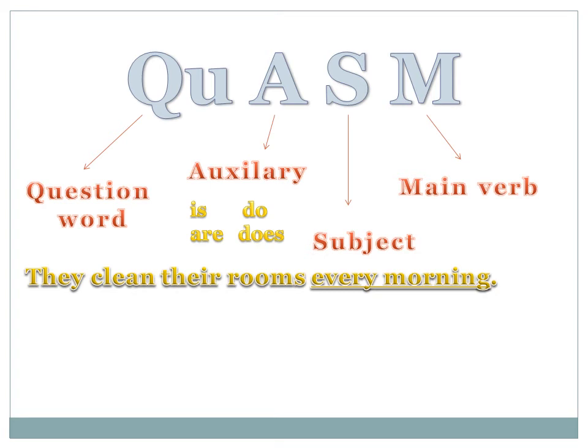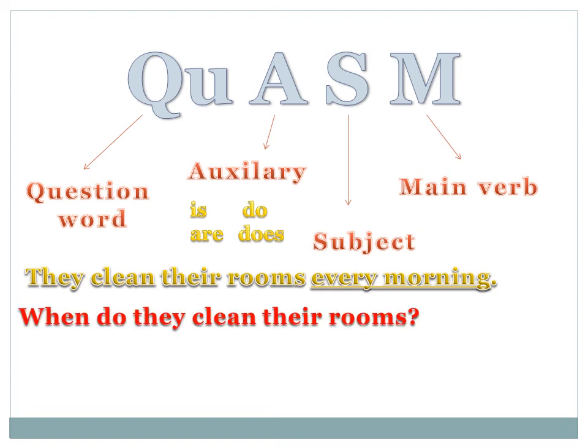Okay, so I have here the question word. What is the auxiliary that I will use? Is, are, do, or does. In the sentence I don't have is or are, so I won't use them. It's either do or does. And since the sentence starts with they, I will choose do. So when, do, and then the subject they, and then the main verb clean, and then we will continue the sentence their rooms. So the question is, when do they clean their rooms?